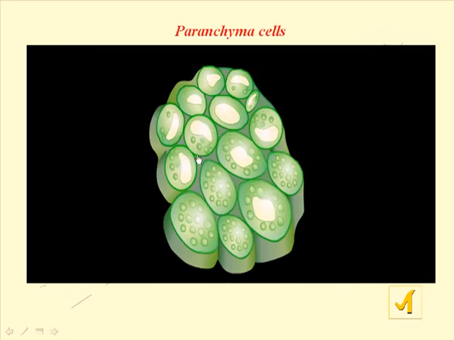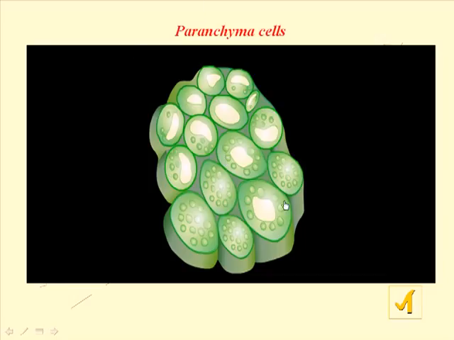Permanent tissue. The cells which are formed by the apical meristem are differentiated into different types of permanent tissues. These tissues have lost the power of dividing, either permanently or temporarily. In this classification, based on the constitution of cells, the permanent tissue is classified into two types. One is the simple tissue, another one is the complex tissue.